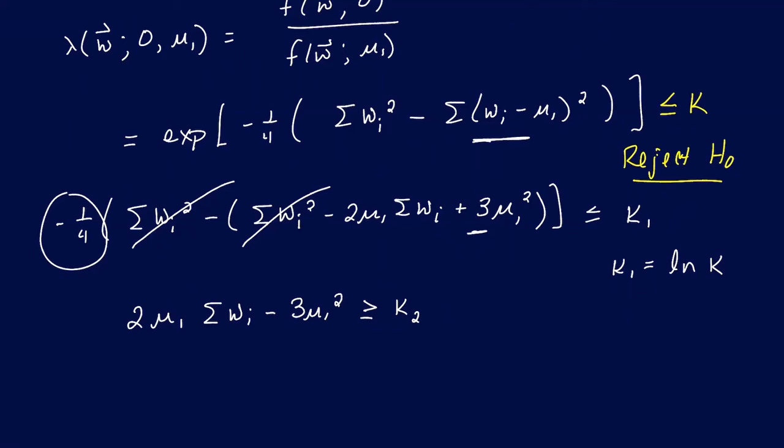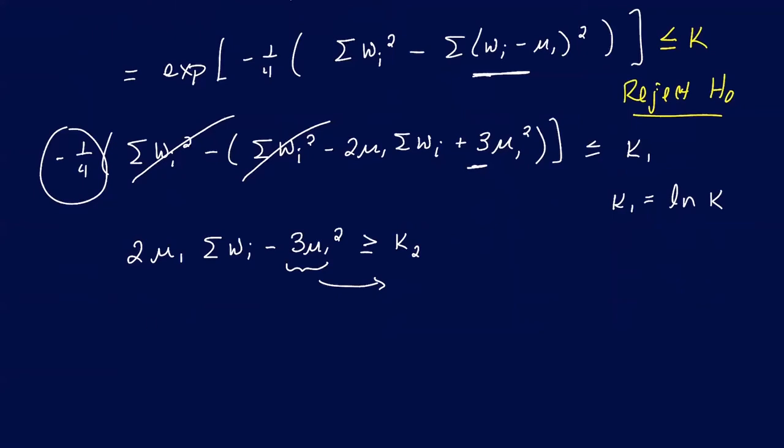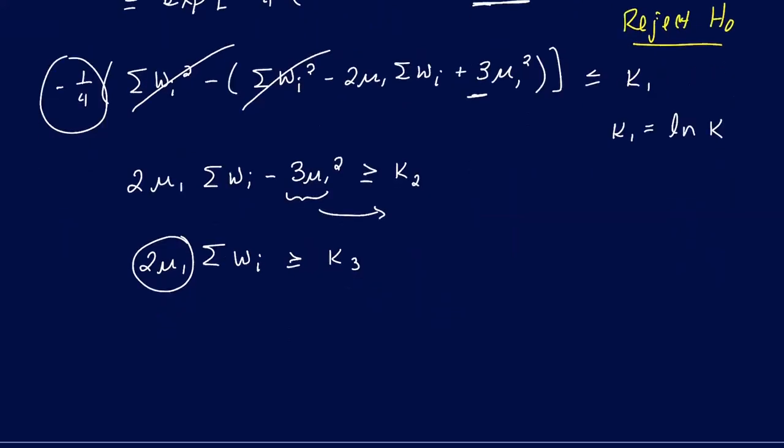And now, still in my quest to isolate the w's, I am just going to move this to the other side. Just going to add it over there. And I get 2 mu1 sum of the wi greater than or equal to some k3. And finally, I'm going to divide by this. Now we are given that mu1 is greater than 0. So when dividing by that, I'm not going to flip anything. And we get the sum of the wi greater than or equal to some k4. And let me put the I range on there.